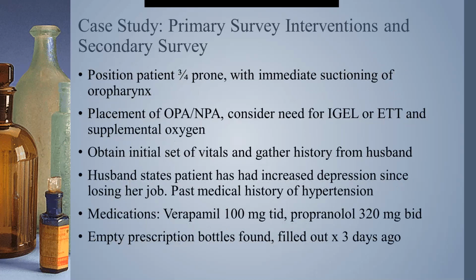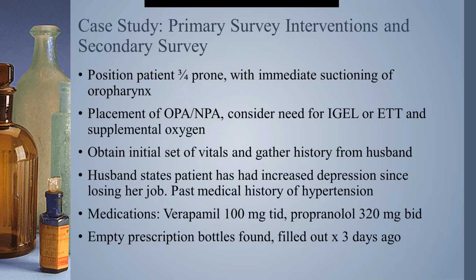So primary survey interventions and secondary survey. Position patient three-quarters prone with immediate suctioning of the oropharynx. Placement of an OPA or NPA, basic airway adjunct. Consider the need for an i-gel, subglottic airway, or endotracheal tube, plus or minus supplemental oxygen.